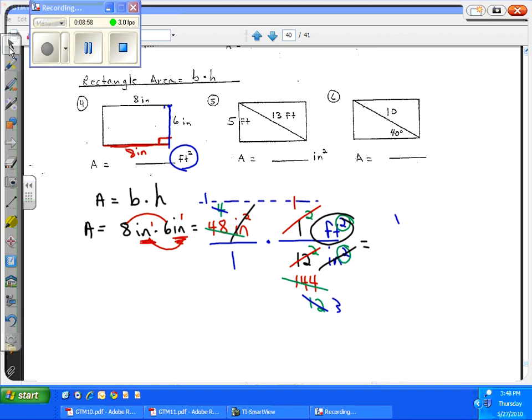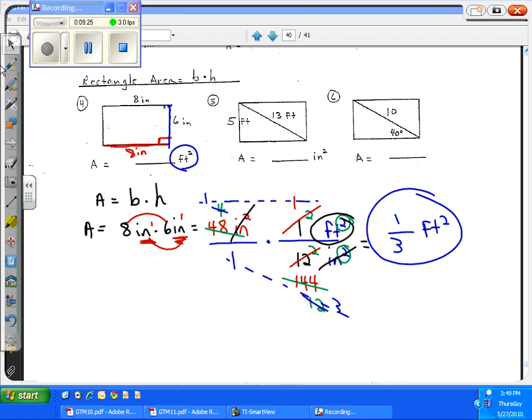What's left on top is a 1 times 1, which is 1 square foot. On bottom, we have a 1 times 3. And so it's a third of a square foot. A third of a square foot for number 4. Any questions on that? Okay.